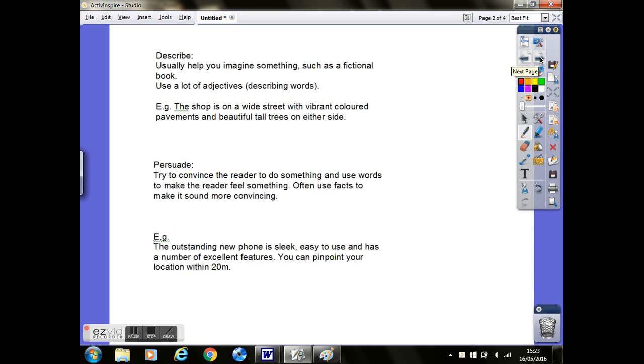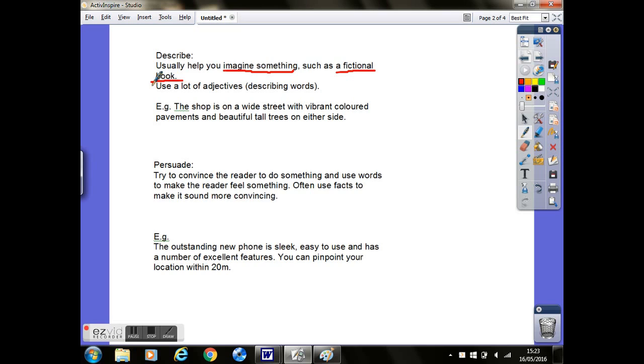So the next one we've got, if we move on to this page, is to describe. So this will usually try and help you imagine something that perhaps you can't see. Obviously it's written down, so you might not be able to see the event or particular place that it's describing. You commonly get this in a fictional book. So just underline again, helps you to imagine something, and is used in a fictional book.